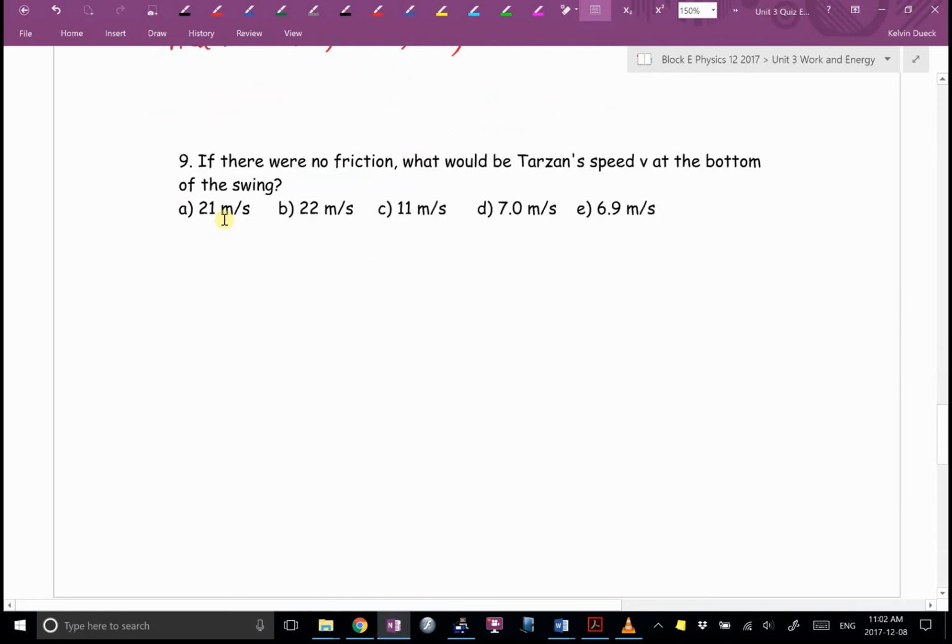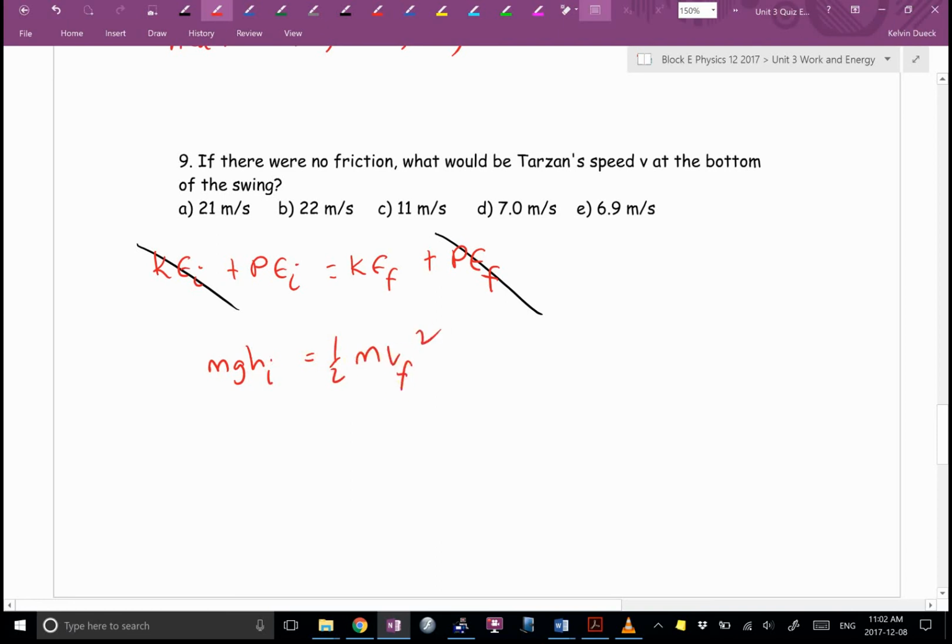If there were no friction, what would Tarzan's speed v be at the bottom of the swing? There's a change in height. There's a change in speed. There's a yucky curvy path. They're asking for a speed. KE initial plus PE initial equals KE final plus PE final. I think my final potential energy is at the bottom 0. My initial kinetic is 0. Devin, you going to make it? You sure now? I get that. In this case, the m also cancels. You don't have to, but it does.